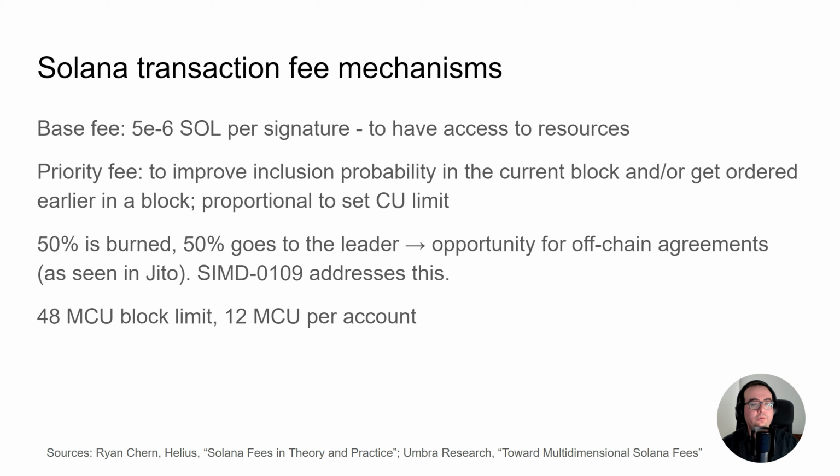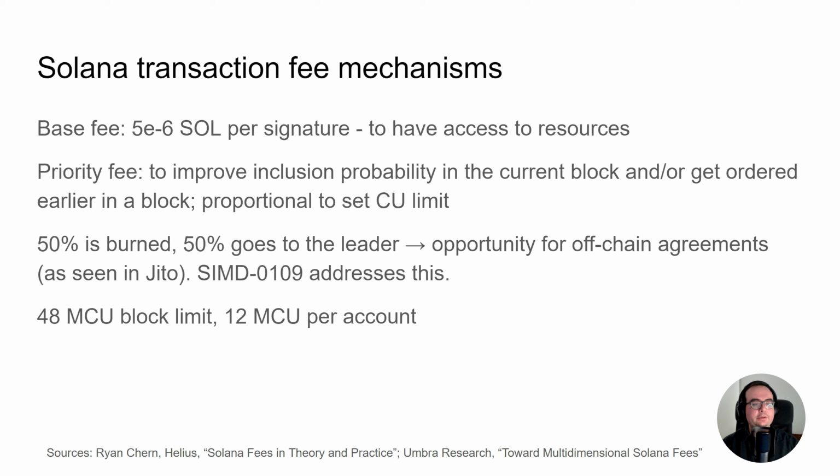Now, why would you want priority fees? For two reasons. Well, they come together. The reason is to improve your likelihood or probability to be included in the current block. Basically, you want your transaction to be executed as soon as possible. And this is expressed in two ways. One, you want to be executed in the current block. Two, you want to be ordered earlier in a block, because maybe you want to capture some economic opportunity.